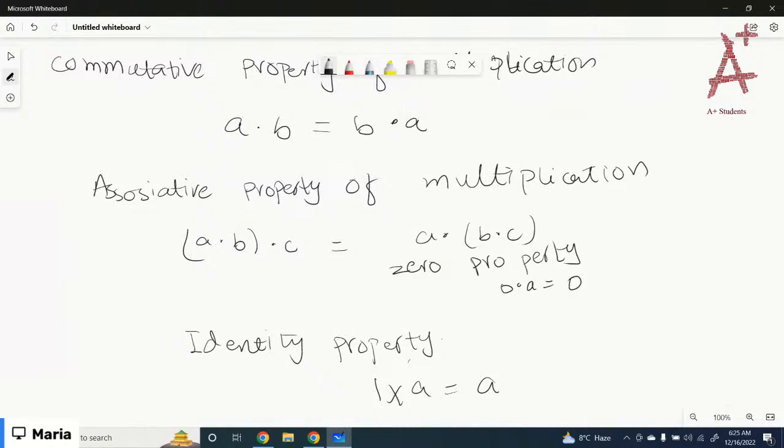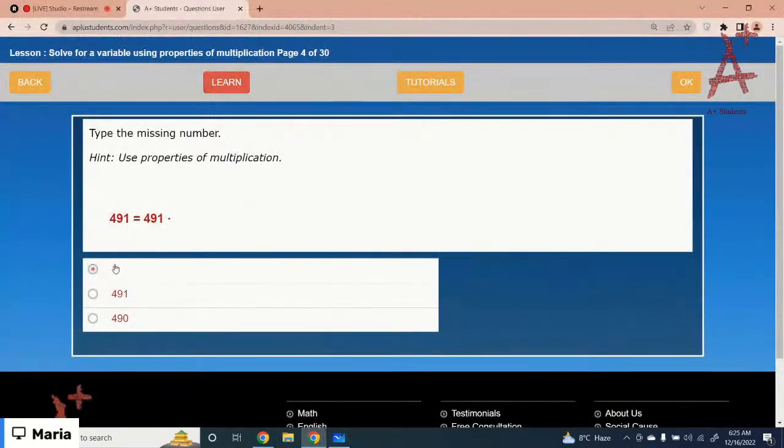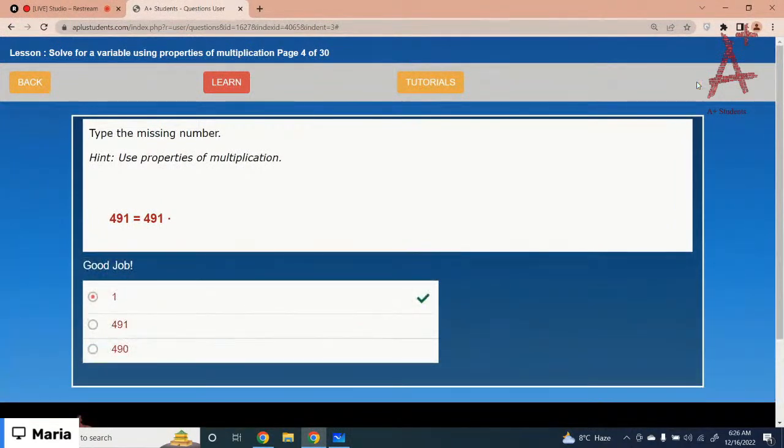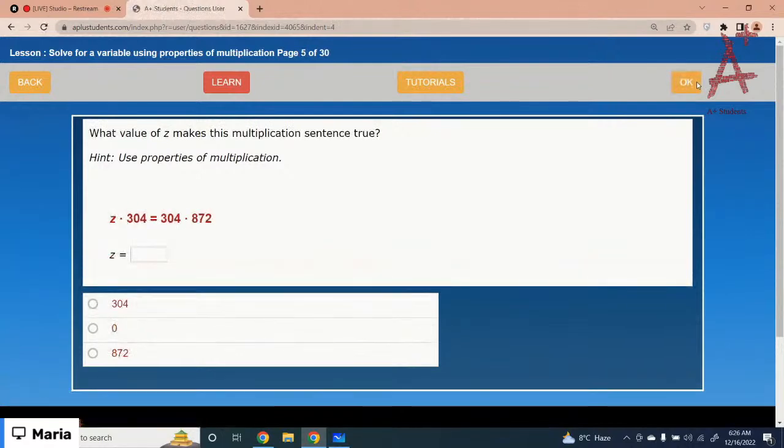No, not 1 alone: 1 multiplied by any number equals the same number. Got it? That is identity. Yes, the missing number here is 1. Got it? You're writing the answer. Yes, 491 times 1 is 491.